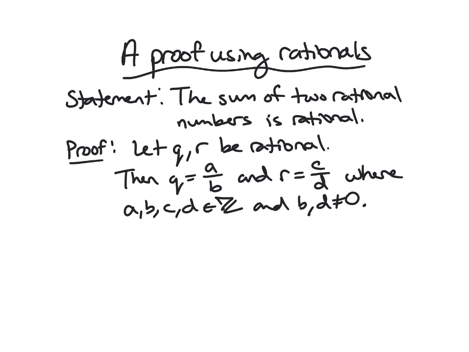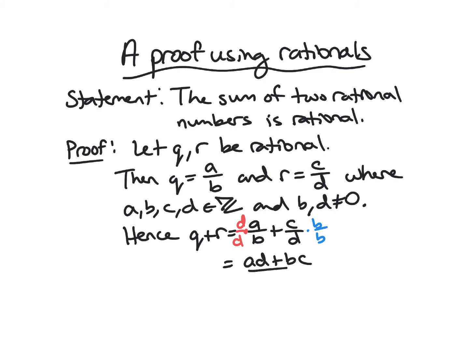And then we want to look at their sum. Okay, so given this, hence q plus r is a over b plus c over d. Well, how do we add fractions, right? If I see like 1/3 plus 1/2, I'm going to want to get that in terms of 6, right? I want a common denominator. And so here, I'm going to multiply this guy by d over d, this guy by b over b to get the common denominator of bd. And so I get ad plus bc all over bd.